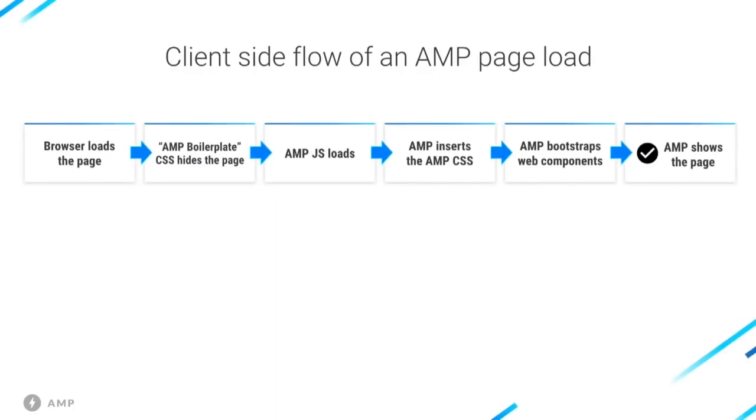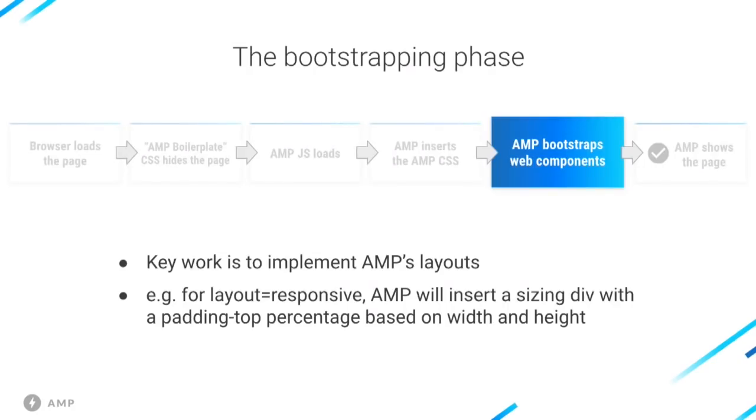So AMP makes heavy usage of web components, which have to be bootstrapped by the AMP runtime. To prevent the flash of unstyled content when loading those components, the AMP boilerplate CSS initially hides the page. And once the runtime loads, it injects the AMP CSS, and the components are bootstrapped, putting everything in the right place. After this happens, the page is made visible again. The most important bit of work happens in this section while calculating and preparing the layout.